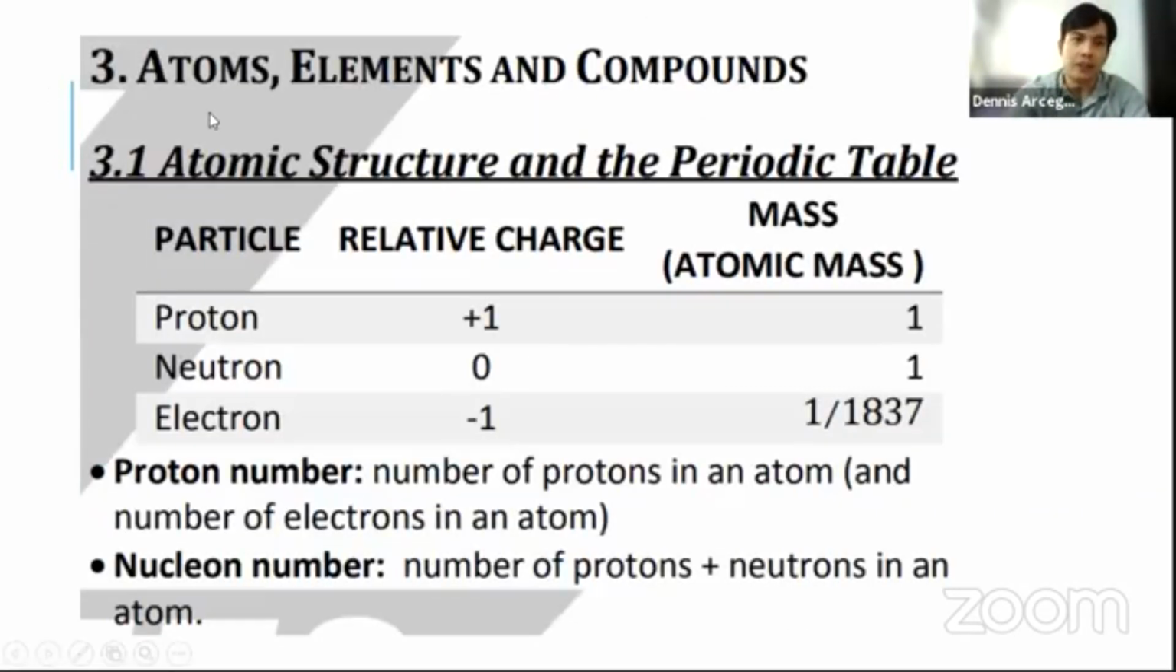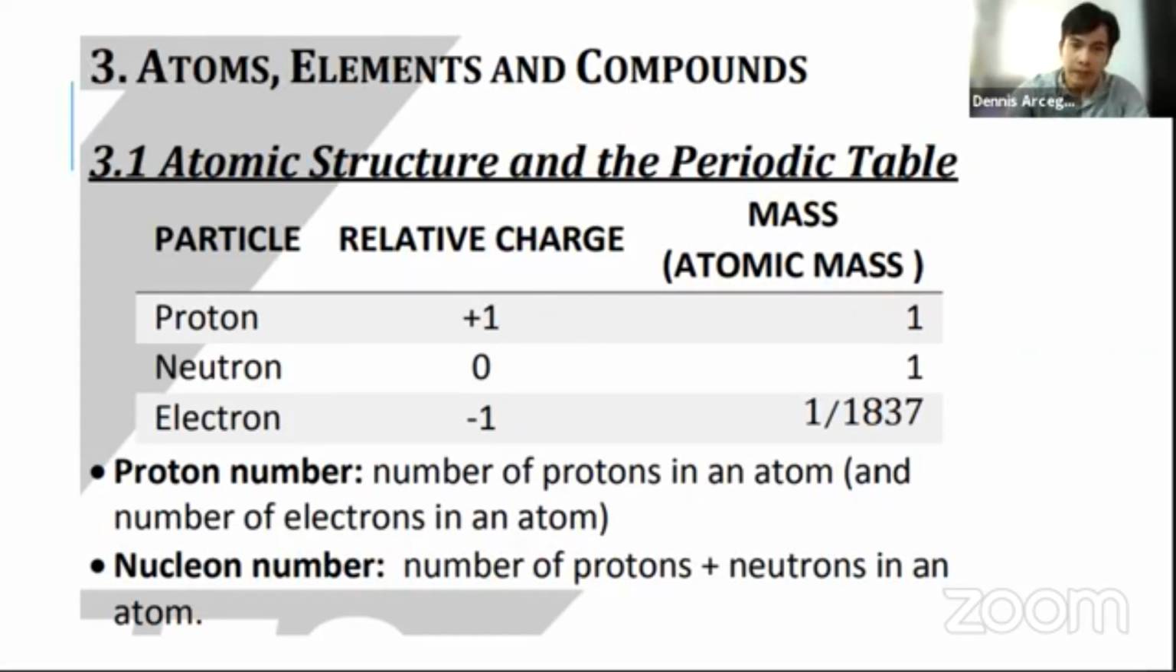Next topic will be atoms, elements, and compounds. For atoms, elements, and compounds, they will ask you to identify the protons, neutrons, and electrons. So relative charge is easy. Proton is positive, neutron is 0, electron is -1. Then for the mass, it's 1 for proton, 1 for neutron, and sometimes this is given as 1 over 1,800. If you write 1 over 1,800, that will be acceptable for the electron's mass. Okay?